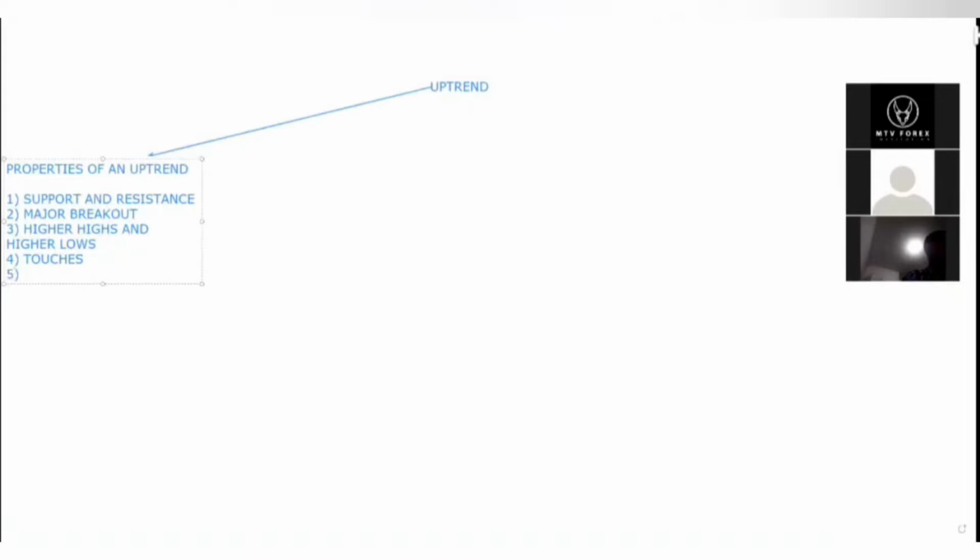And then an uptrend also needs to have the major breakout. Yeah, we can also include the retest. But I think there's something I'm leaving out here. Major breakout. But then yeah, I'm going to remember the rest while we are busy with it.